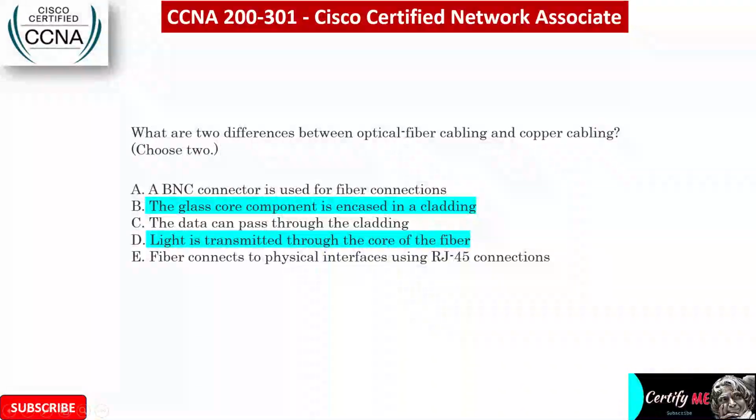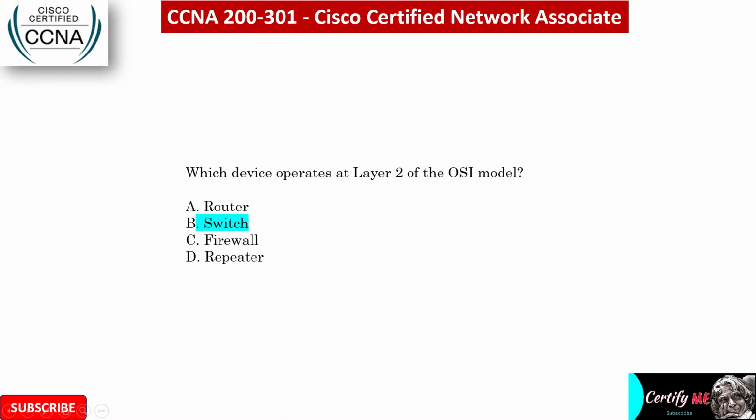Option E, fiber connects to physical interfaces using RJ45 connections. The correct answer is option B and option D. Next question. Which device operates at layer 2 of the OSI model? Option A router, option B switch, option C firewall, option D repeater.